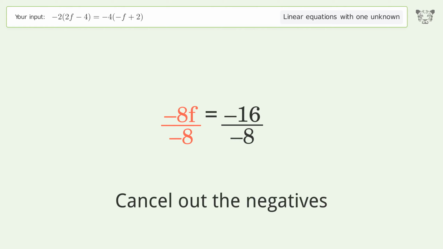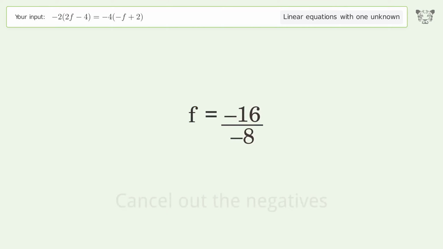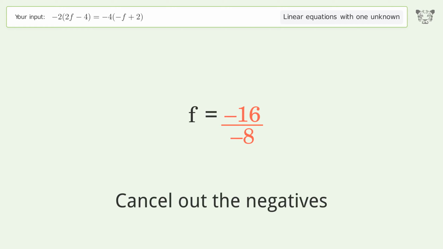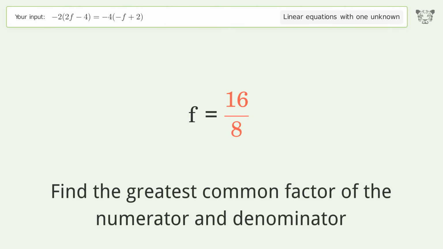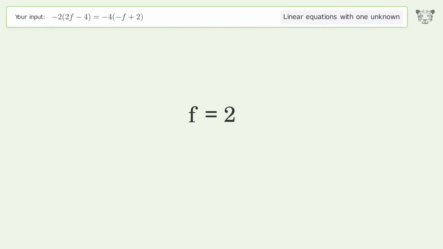Cancel out the negatives. Simplify the fraction. Cancel out the negatives. Find the greatest common factor of the numerator and denominator. Factor out and cancel the greatest common factor. And so the final result is f equals 2.